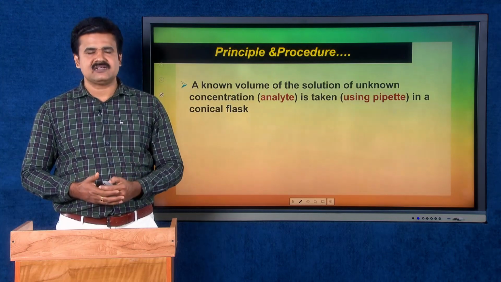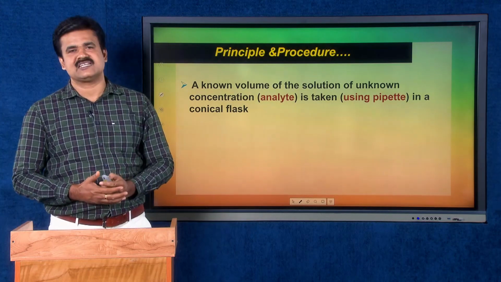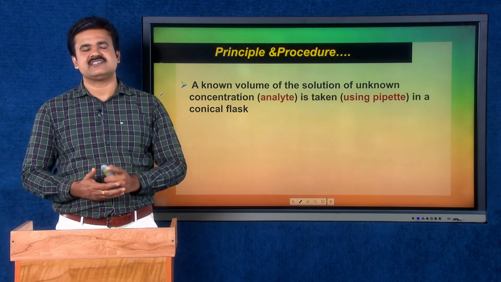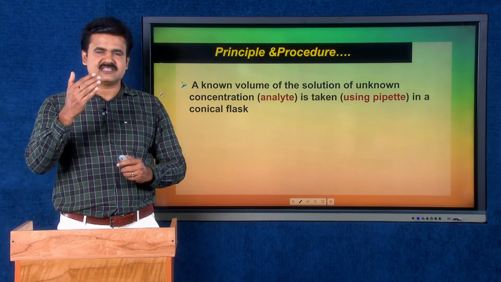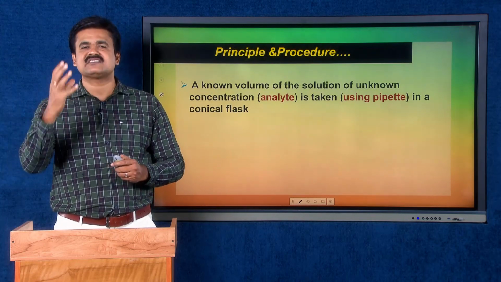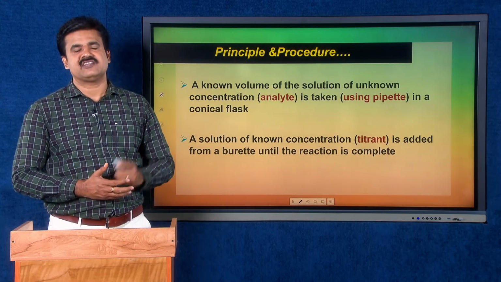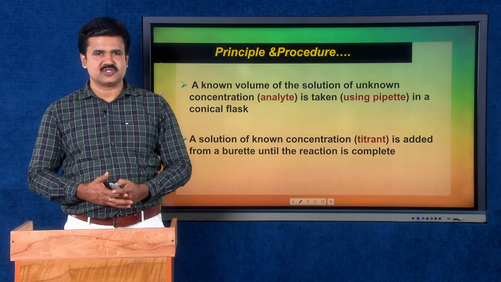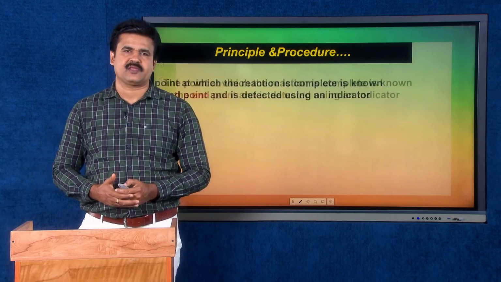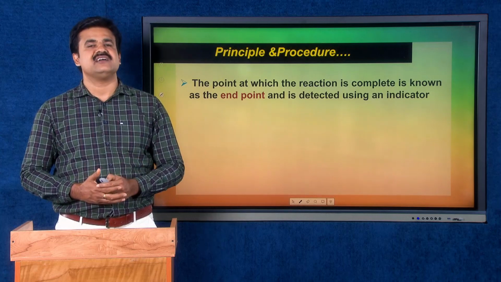In the practical work, we first take a known volume of the solution of unknown concentration, that is nothing but analyte, with the help of a pipette and place it in a conical flask. That is, a definite volume of the analyte solution is taken by the pipette and placed in a vessel called the conical flask. A solution of known concentration, that is called the titrant or the standard solution, is added from the burette until the reaction is complete. The point at which the reaction is complete is known as the end point.